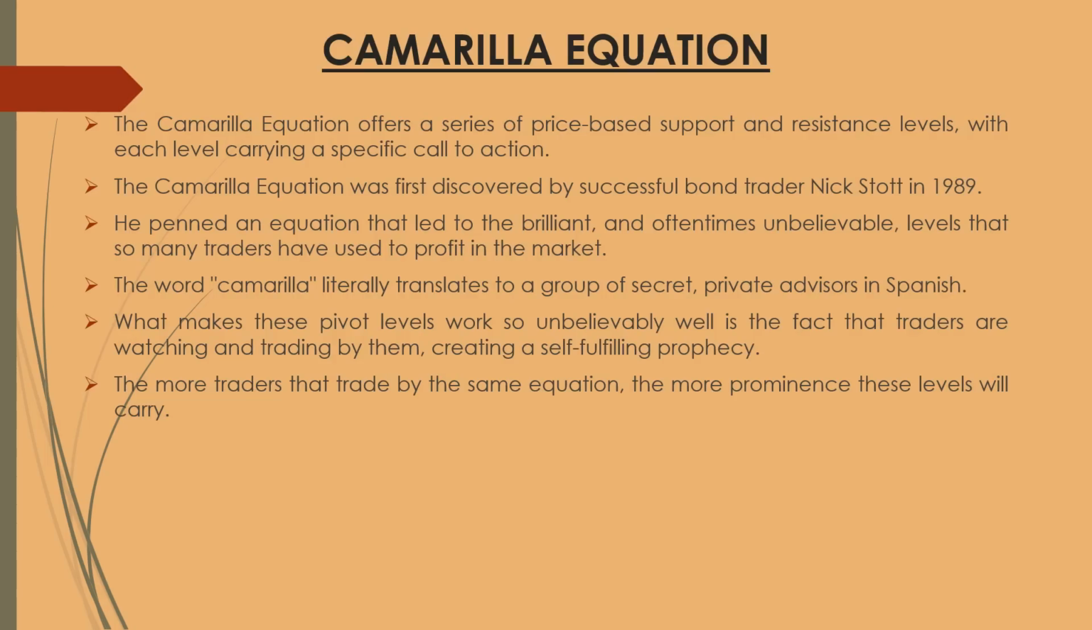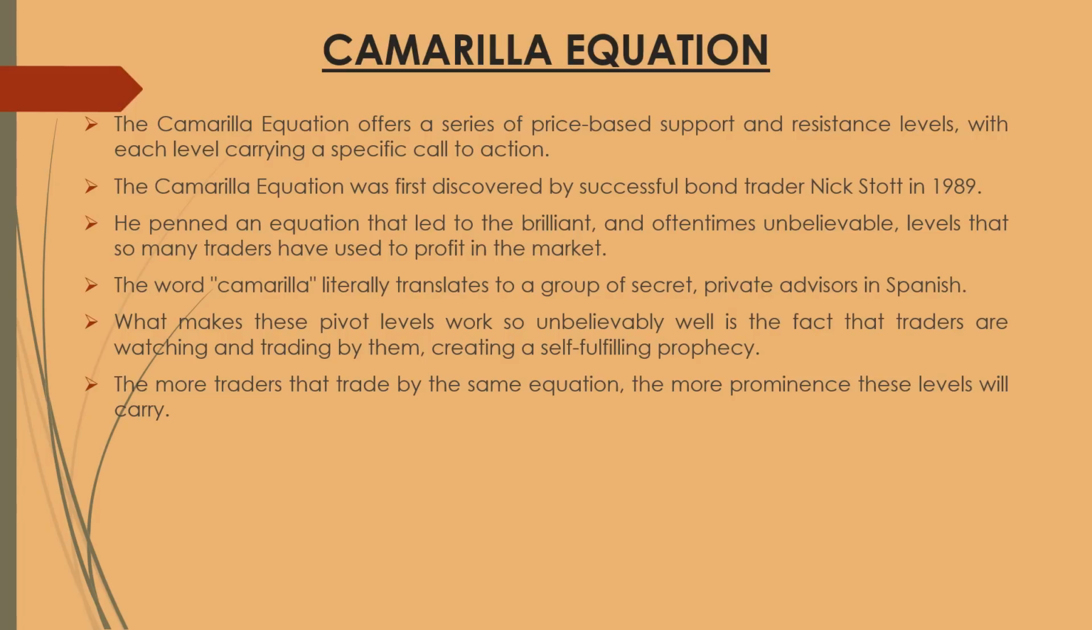The Camarilla equation offers a series of price-based support and resistance levels, with each level carrying a specific call to action. The Camarilla equation was first discovered by successful bond trader Nick Stott in 1989. He penned an equation that led to the brilliant and oftentimes unbelievable levels that so many traders have used to profit in the market. The word Camarilla literally translates to a group of secret private advisors in Spanish.